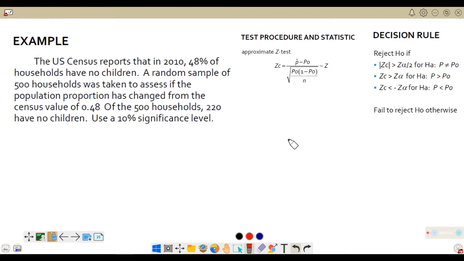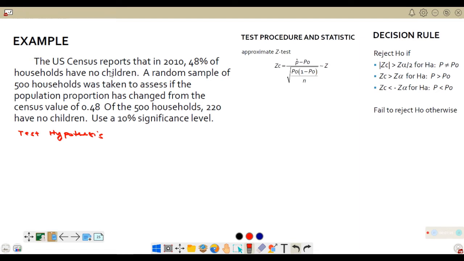So, sinulat ko dito yung formula at saka yung decision rule para pagtetest natin ng hypothesis dito, madali natin mahahanap yung mga kailangan natin. This is the sample problem.